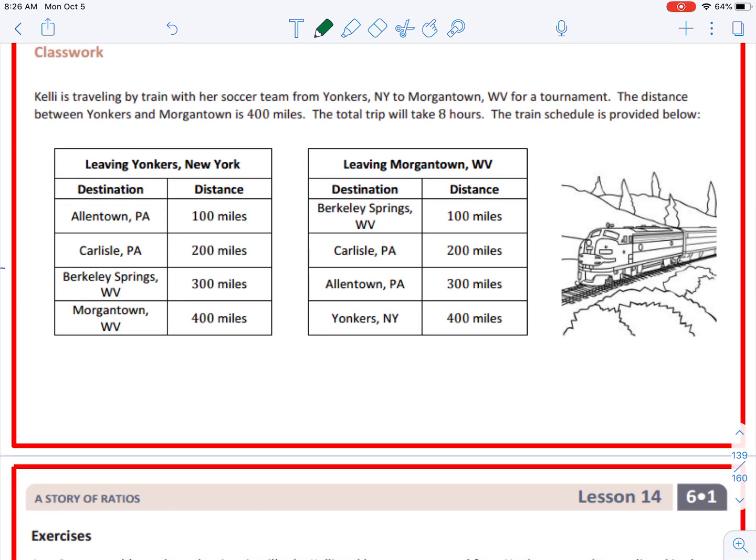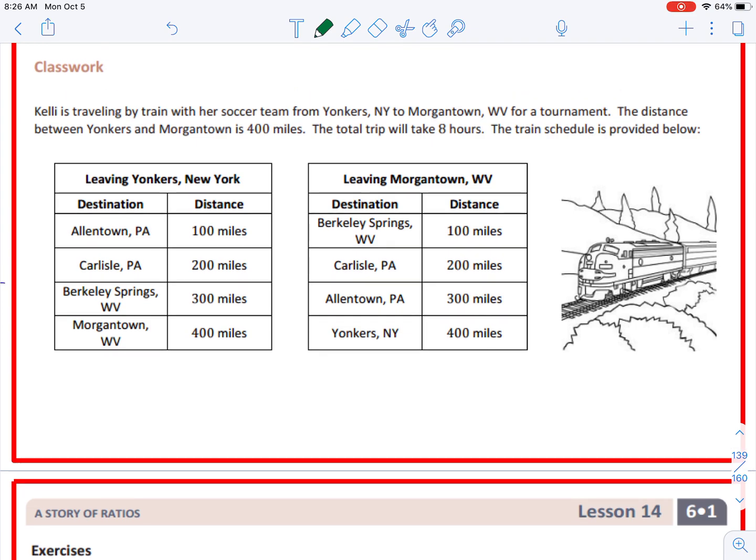Kelly is traveling by train with her soccer team from Yonkers, New York to Morgantown, West Virginia for a tournament. The distance between Yonkers and Morgantown is 400 miles. The total trip will take 8 hours. The train schedule is provided below. So she leaves Yonkers, she passes through these towns, and it takes her 400 miles to get to Morgantown.